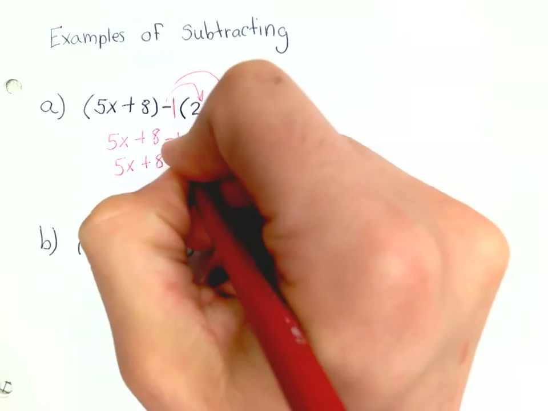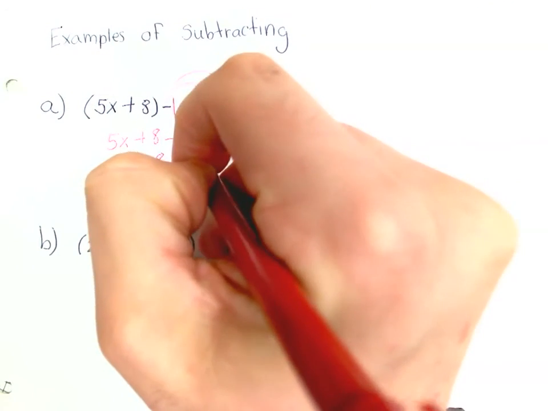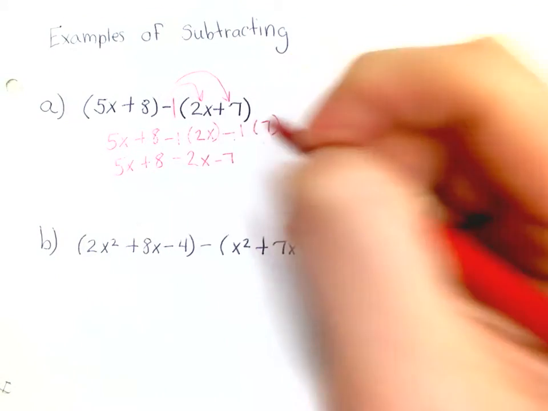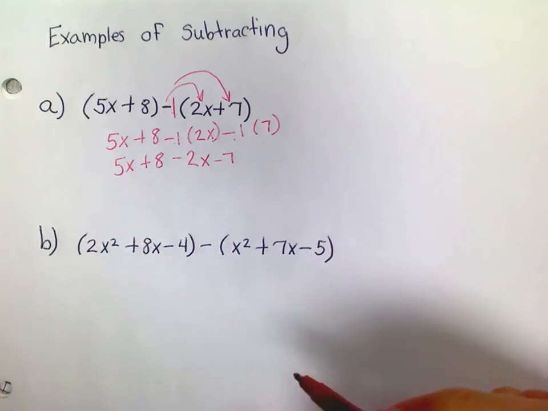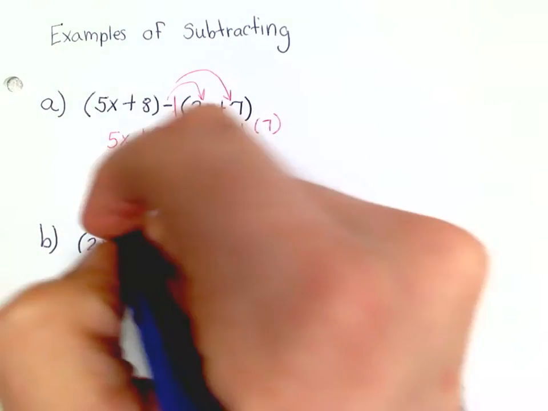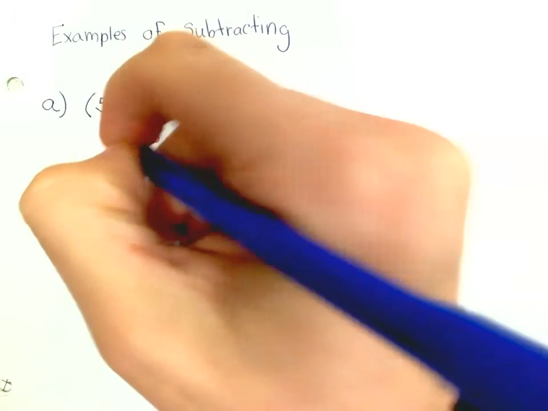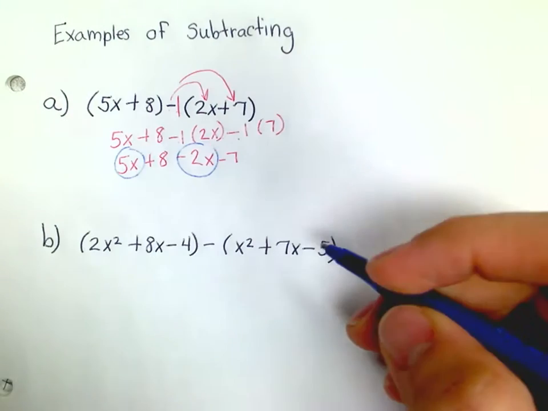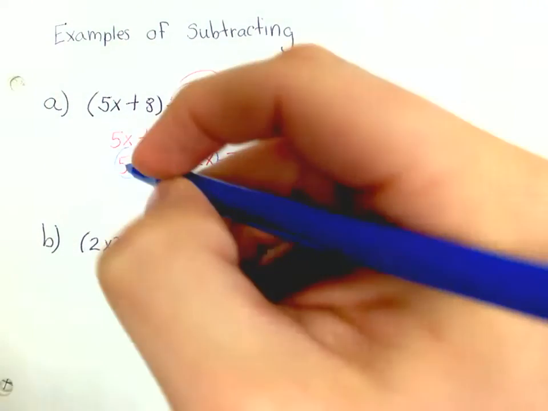I'm going to simplify negative 1 times 2x as a negative 2x. Negative 1 times 7 is a negative 7. So let's go through and group things that are similar, things that have x's with a circle. So we'll circle the 5x, and we'll circle the negative 2x. And things that do not have a variable associated with them, we'll just underline.